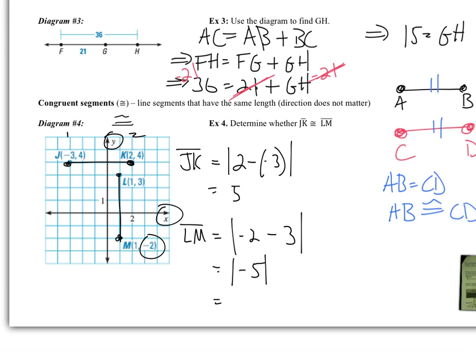Well, the absolute value bars mean that we no longer have our negative, it's always positive, so then we get 5 equaling 5. So are these two line segments congruent? Well, we would conclude then that JK line segment equals LM, and therefore JK is congruent to LM.